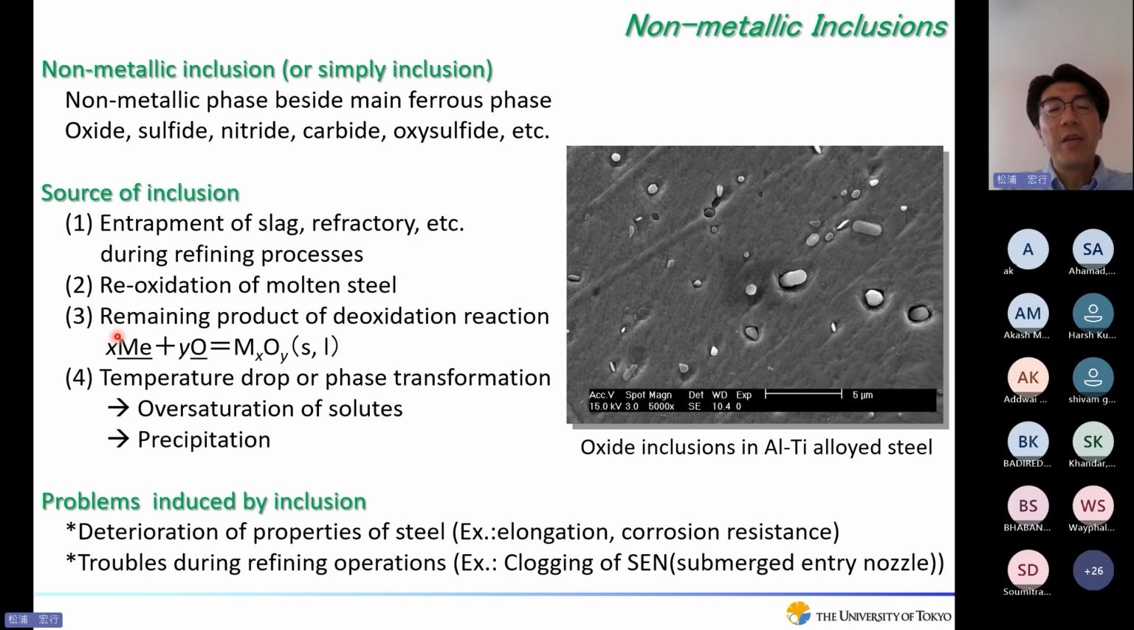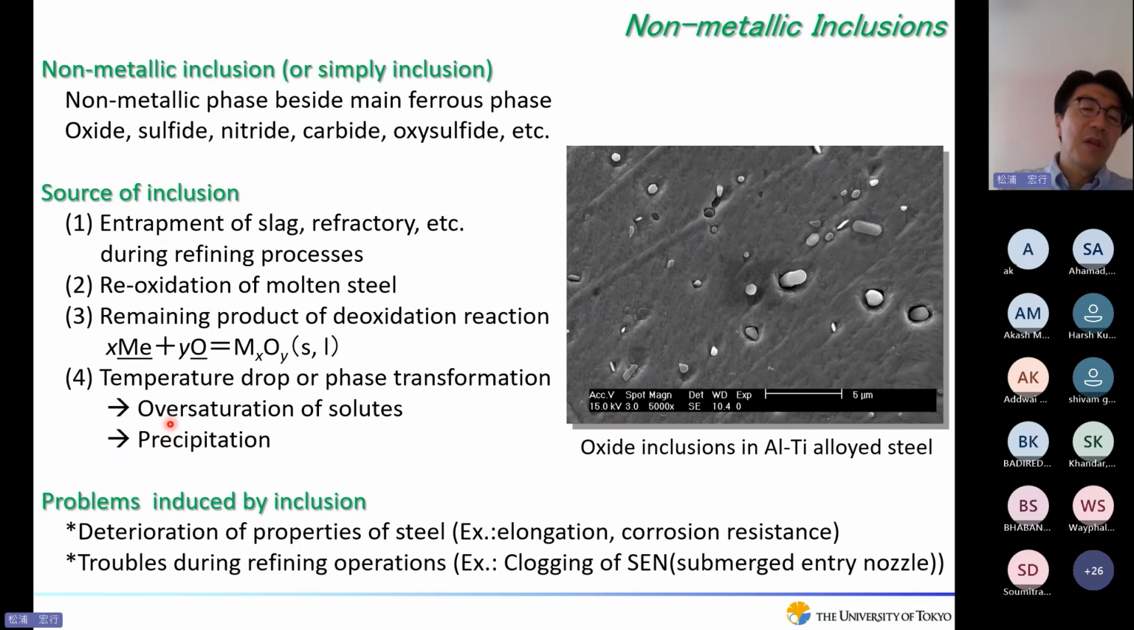Thirdly, the remaining product of the deoxidation reactions becomes inclusions like this. I will talk about deoxidation later on, but anyway, this is a reaction to remove the soluble oxygen in molten steels as much as possible. And lastly, of course, the molten steel will experience the casting process to make some shape, and then the temperature drop or phase transformation of steel will cause the oversaturation of solutes, and the precipitation of oxide inclusions happens. So these are the main sources of inclusion formation.